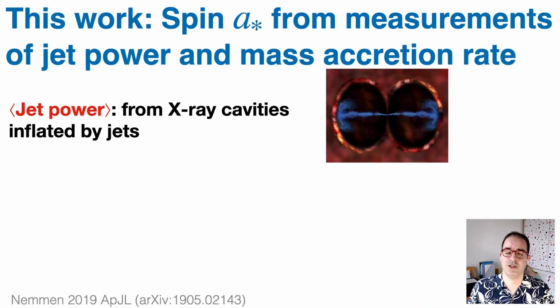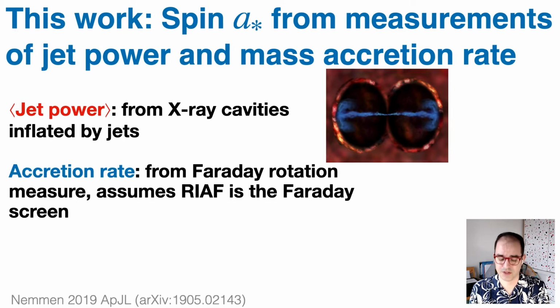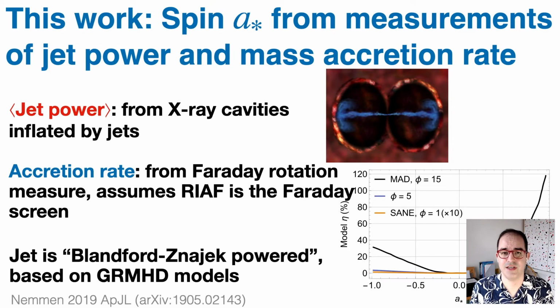So we used the average jet power that was obtained from measurements based on Chandra observations of X-ray cavities that were inflated by the jets from M87 over time. So this is actually an average jet power using these bubbles as calorimeters. And we also were able to estimate the mass accretion rate onto the black hole from Faraday rotation measures, assuming that the relatively inefficient accretion flow acts as the Faraday screen.